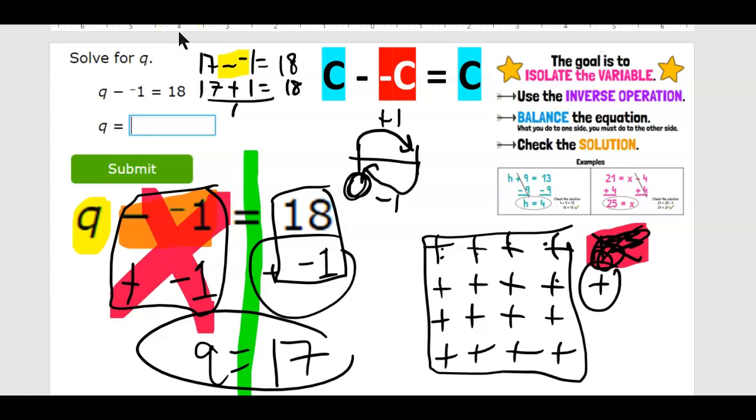Now I got it. Okay, catch my own mistakes. You can catch yours too. It's fun. It's like catching butterflies. Equals 18. Check.